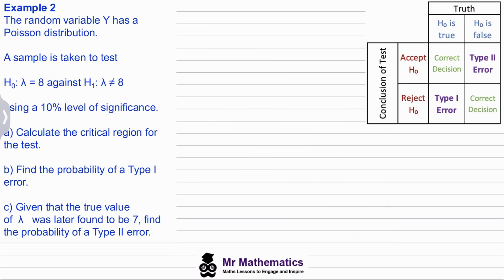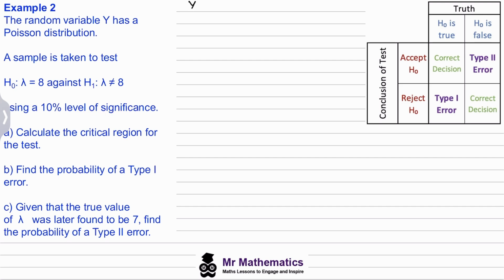So now we're given a random variable Y with a Poisson distribution, and a sample is taken to test the null hypothesis that lambda equals 8 against the alternative hypothesis that lambda does not equal 8. So this will be a two-tailed test using a 10% level of significance.